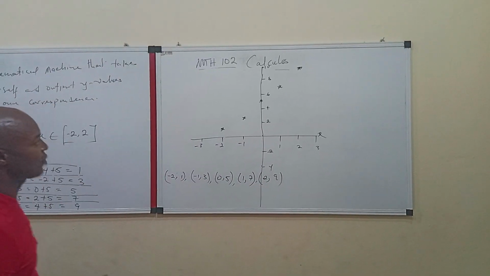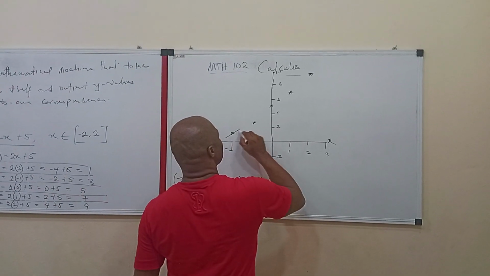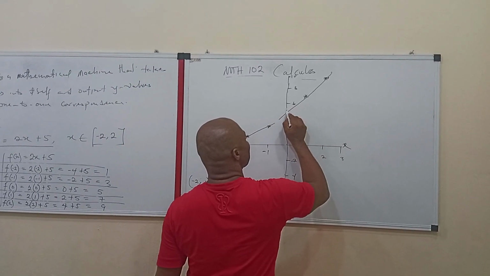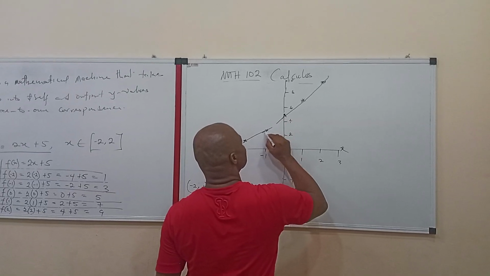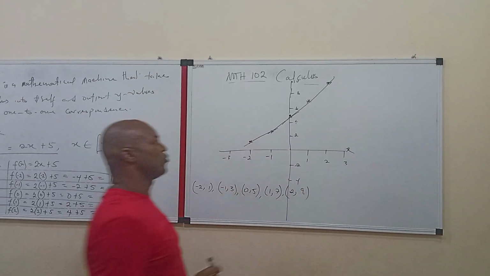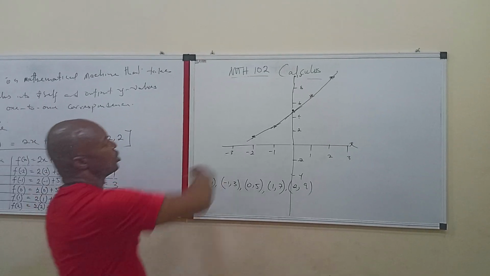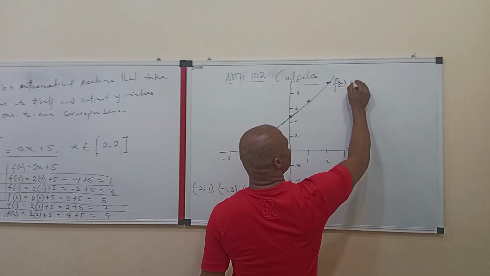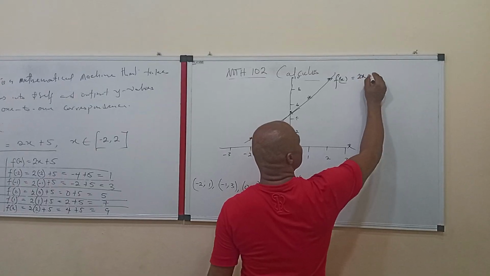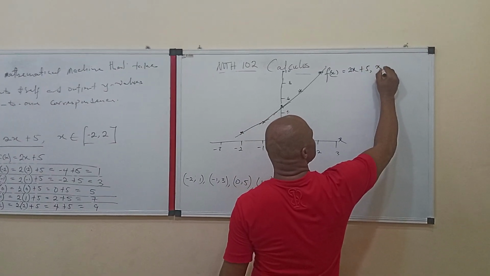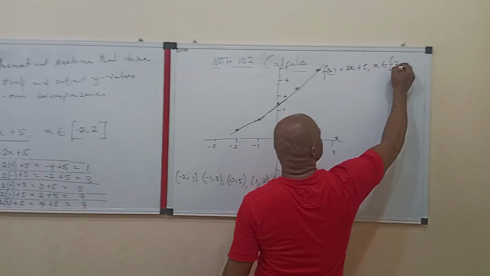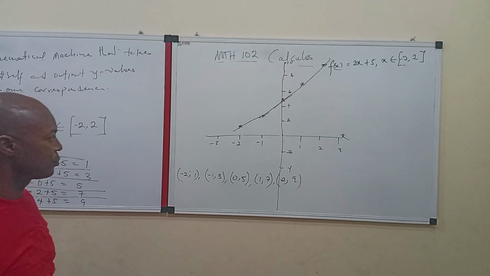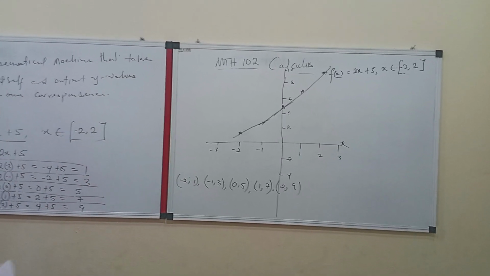If you are using your graph sheet, taking a line of best fit, you will see that we are going to have a straight line. Those of you that have your graph sheet, if you use a meter rule, you will see this. This is the function f of x is equal to 2x plus 5, where x is in this domain. So you can see that that's a line graph.